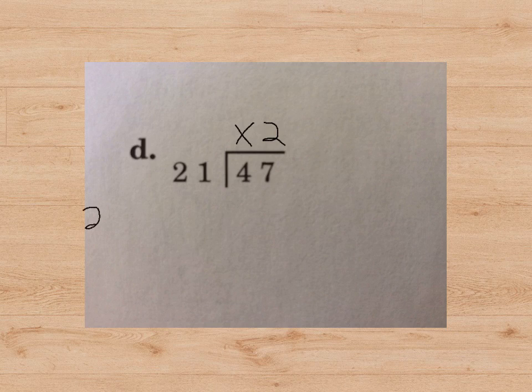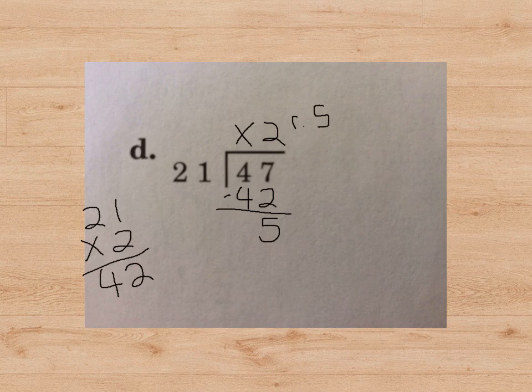And now we need to do 21 times 2. 2 times 1 is 2. 2 times 2 is 4. We get 42. Go ahead and subtract. We get 5. We get 2 remainder 5. Our 5 is smaller than our 21, so again, we are good. Go ahead and circle your answer, 2 remainder 5.